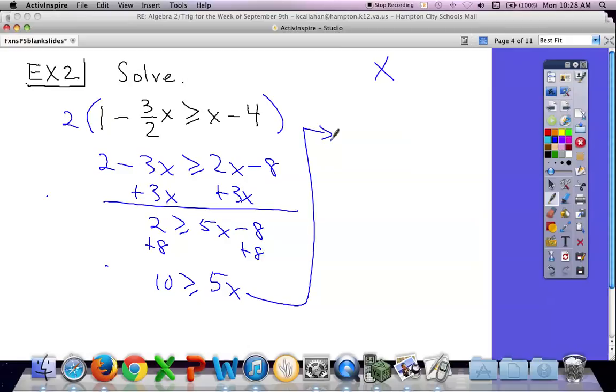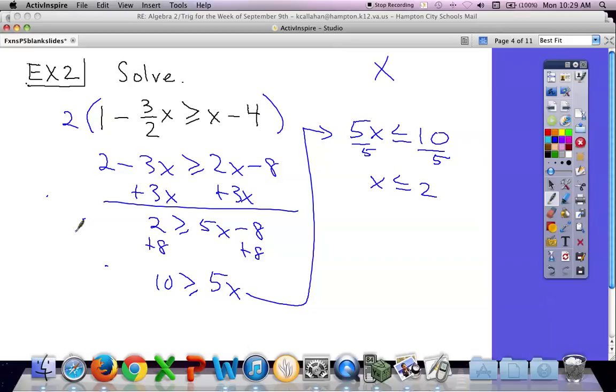And I'll tell you, for me, I really do like to have the variable on the left. I don't like having to solve for it on the right. So I'm going to just switch this to say 5x is less than or equal to 10. Yeah, just reverse everything. Now divide by 5. X is less than or equal to 2.